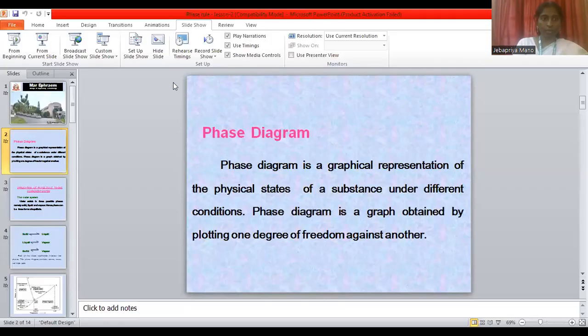In today's class we are going to discuss the phase diagram. This is the continuation of the previous class, that is phase rule. The application of phase rule is nothing but phase diagram. So that we are going to see today.